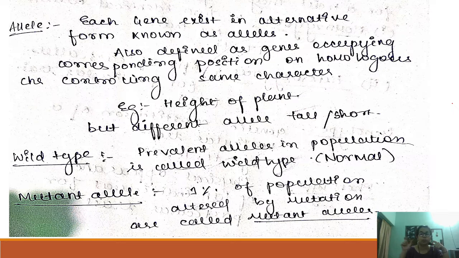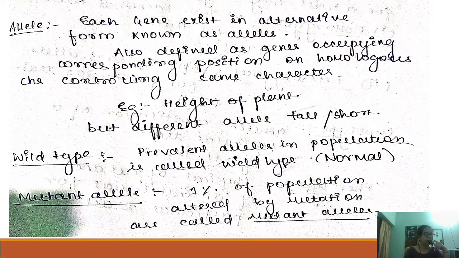Okay, so you can simply say the alternative form of each gene is called allele. For example, the height of a plant may be tall or may be short. Since tall and short define the same character, that is the height of a plant. The height of a plant is a character. It occurs in two alternative forms, tall or dwarf, not in the middle. That is known as the allele. With this example you might be clear.